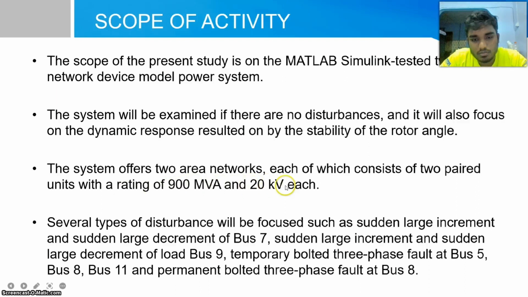and 20 kV each. Several types of disturbance will be focused on, for example, sudden large increment and sudden large decrement at bus 7, sudden large increment and sudden large decrement at bus 9, a temporary three-phase voltage fault at bus 5, bus 8, and bus 11, and then a permanent three-phase voltage fault at bus 8.